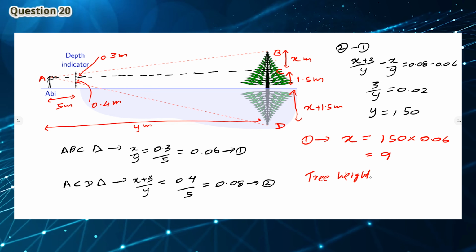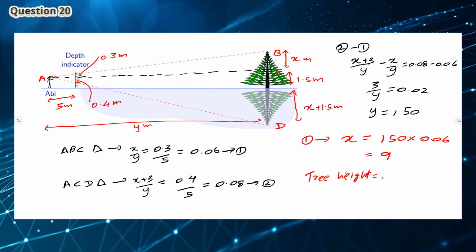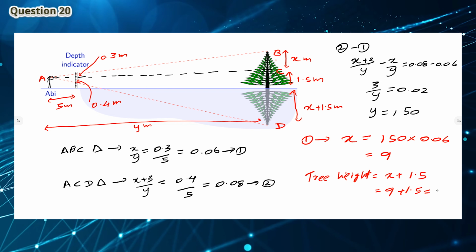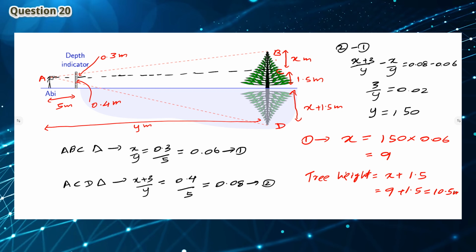So the total tree height is x plus 1.5, where x is equal to 9, which gives a total of 10.5 meters. This means the answer is D.